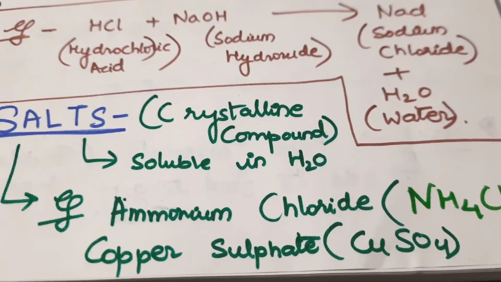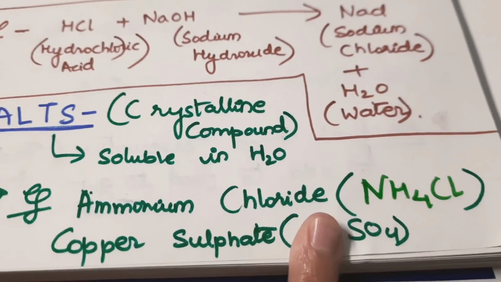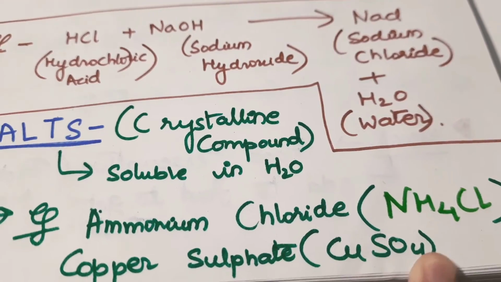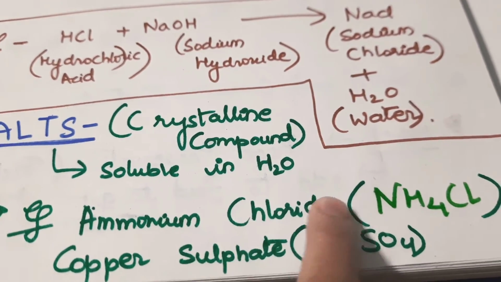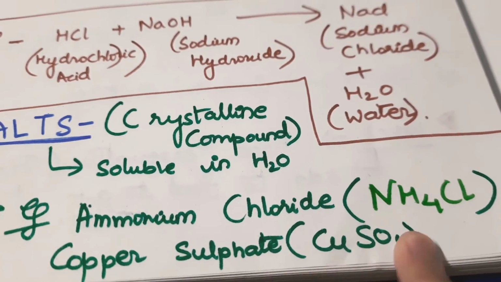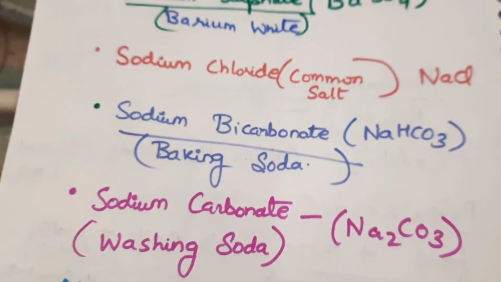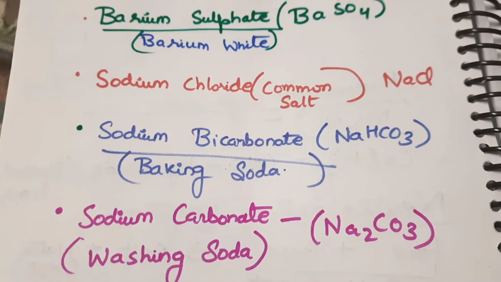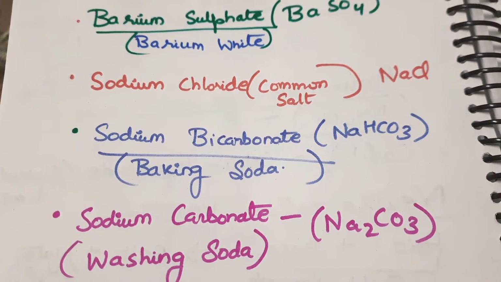Starting from the first one, ammonium chloride. Ammonium chloride is NH4Cl. Copper sulfate is CuSO4. Then the next one is barium sulphate. Barium sulphate is BaSO4. Sodium chloride is common salt, NaCl, or table salt.